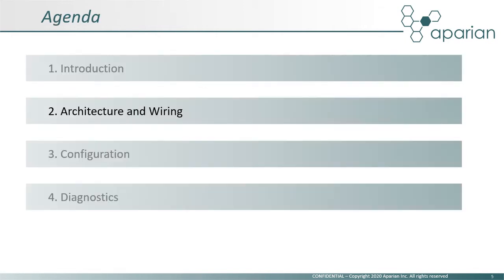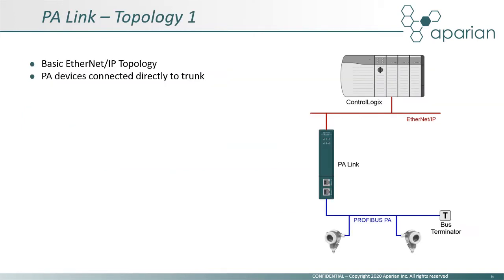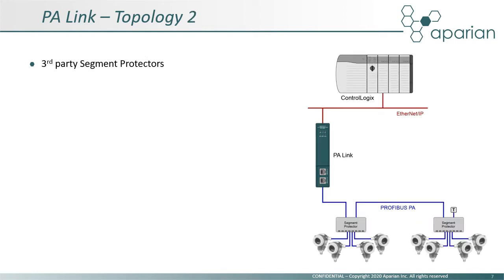We will now look at some typical network architectures as well as the required wiring of the PA-Link module. In the first example, we see the PA-Link connected to a ControlLogix controller via EtherNetIP. The PA-Link and the PA devices are connected directly to the trunk. The onboard power conditioner and bus terminator are both enabled. This example is identical to the previous, except the bus is making use of third-party segment protectors. These devices typically limit the current to the PA drop and thus protect the remainder of the PA bus from an accidental short circuit on one device.